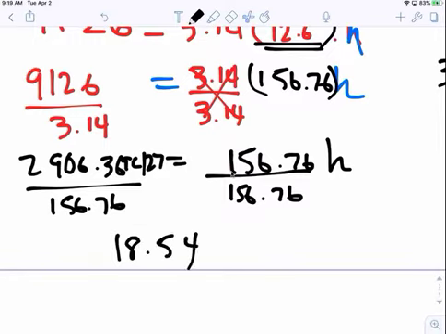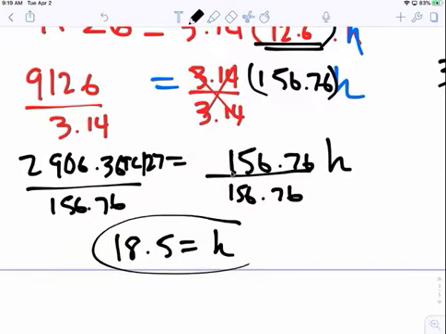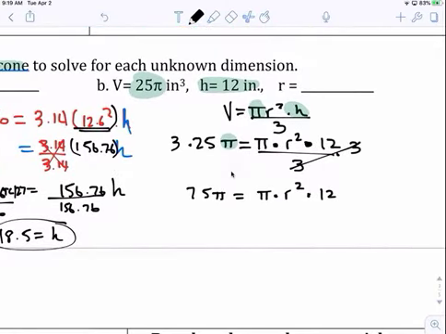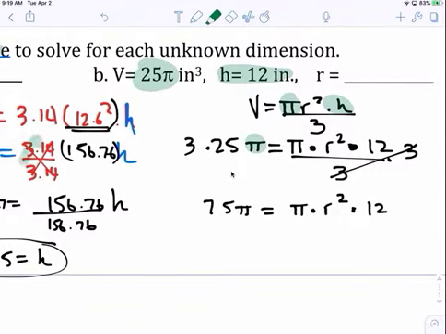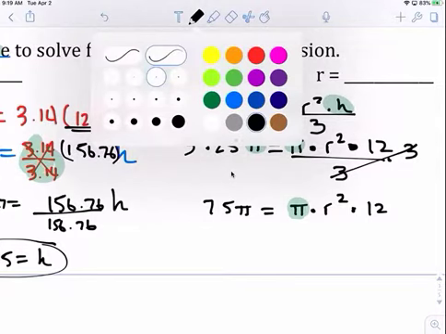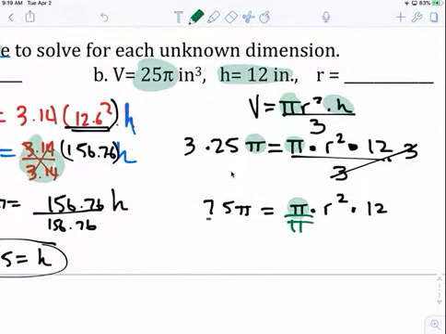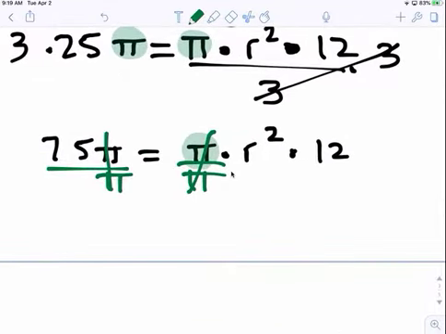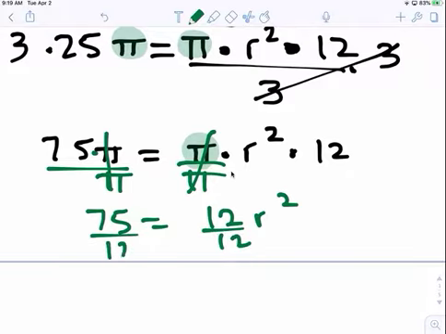18.5, it's a 4, so round to the nearest tenth. So 18.5 is your height. Very similar to your other answer, right? Same thing here: get rid of the pi first by dividing by pi. That gets rid of that. That's 1, and 1 times this is 1. 75 equals, you've got 12r squared left. Divide by 12, so 75 divided by 12. You get 6.25.